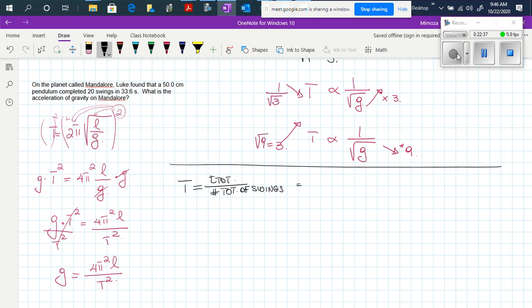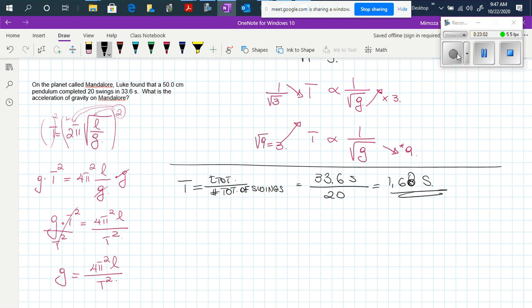So in this case we will have 33.6 seconds divided by 20 swings, and then we will have the time per one swing, that is 1.68 seconds. So this will be the time, the period.